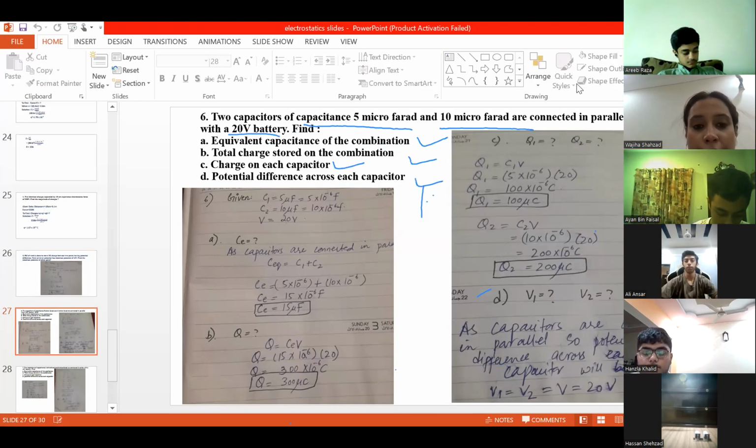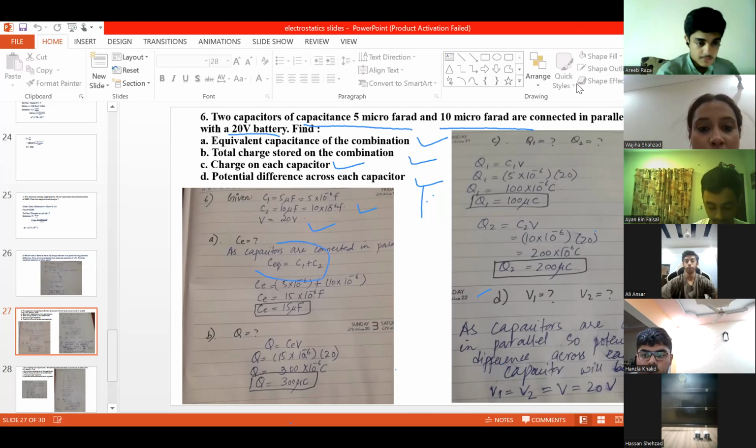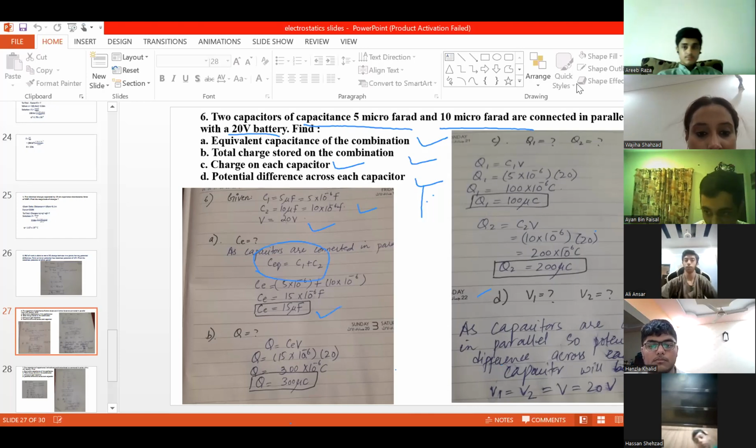So C1 is given as 5 microfarad. C2 is 10 microfarad, which is 10 into 10 raised to the minus 6 farad. V is 20 volts. When the capacitors are connected in parallel, we know the formula: C equivalent is equal to C1 plus C2. Put the values and you will get the answer 15 microfarad.